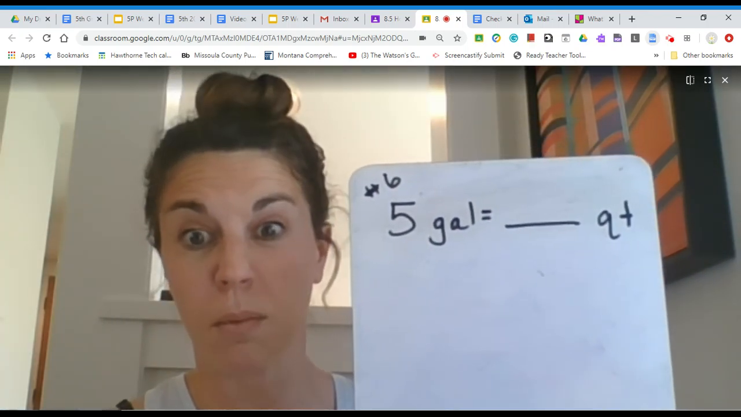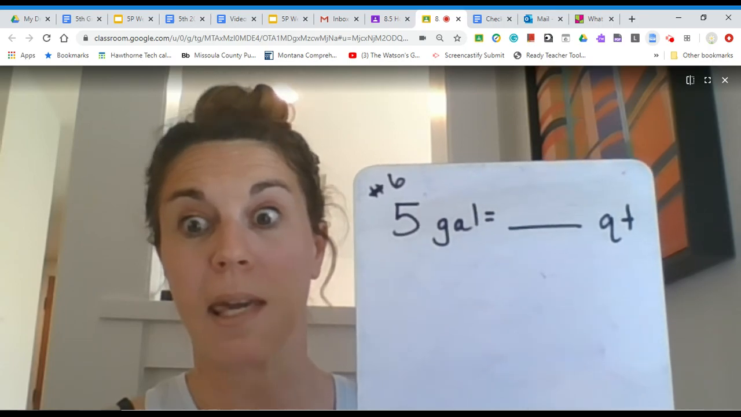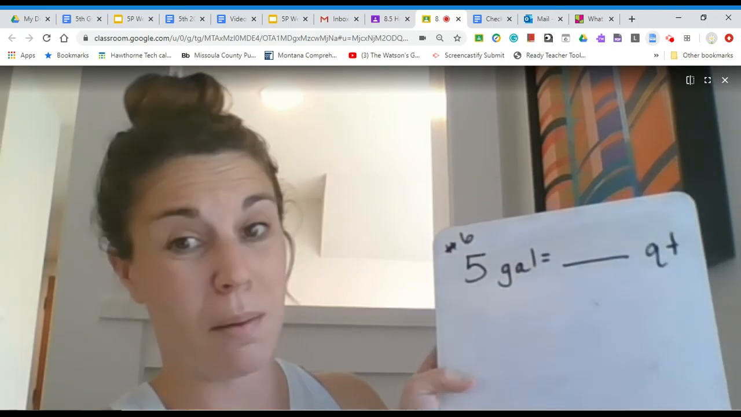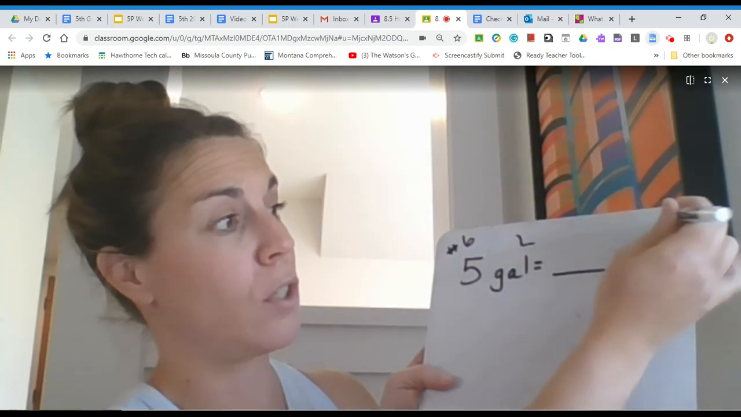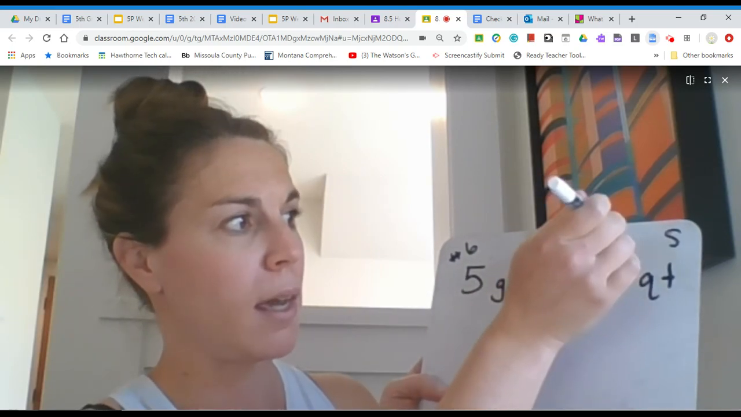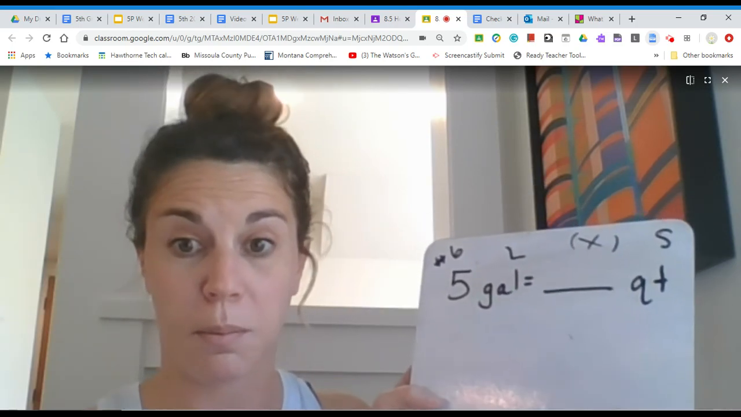So on this one, we might want to code. So if we're going from gallons to quarts, and gallons is that huge gallon, I know that I'm going from a larger to a smaller unit because quarts are smaller. So it's going to take more of them, right? So I'm going to be multiplying.